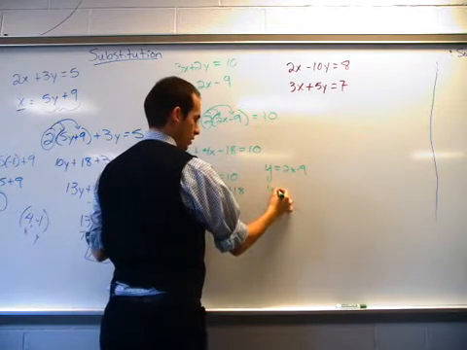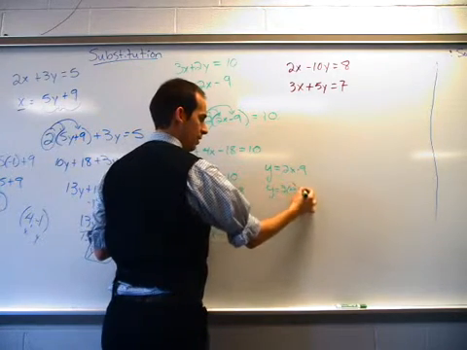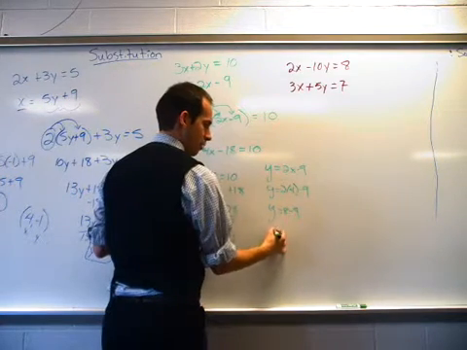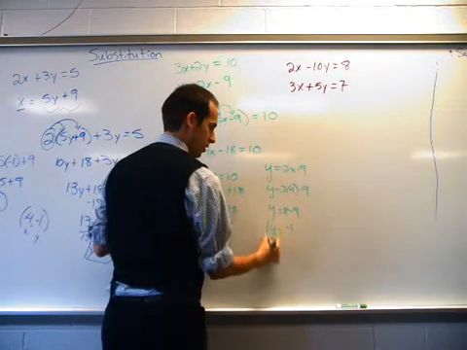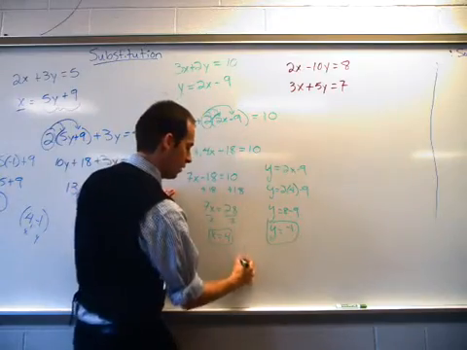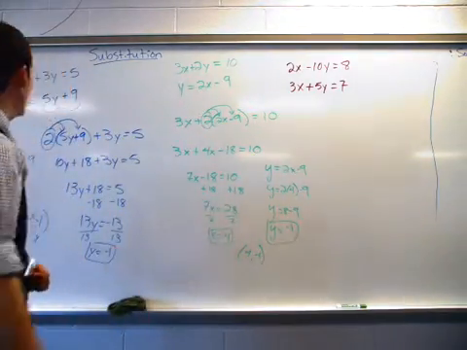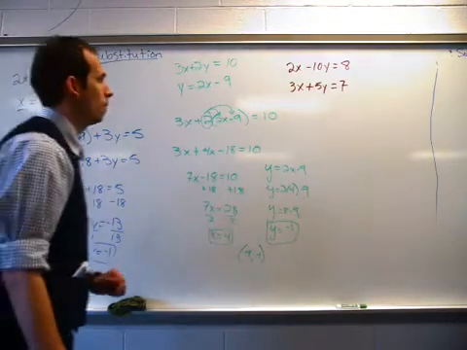So y equals 2 times 4 minus 9. y equals 8 minus 9. y equals -1. Again, two halves of the whole answer, which would be (4, -1). Now that's interesting. That's a coincidence that both of those turned out just like that.